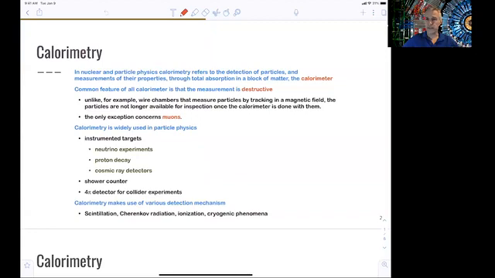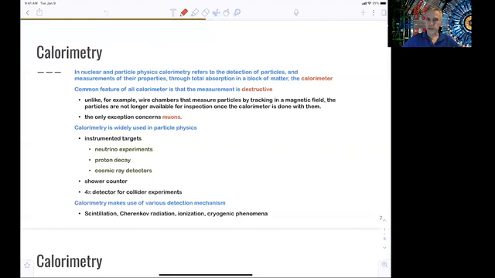And in collider experiments specifically, the idea is to build the detector such that it completely surrounds the interaction region, such that you don't lose energy from the collision just passing through an uninstrumented region.